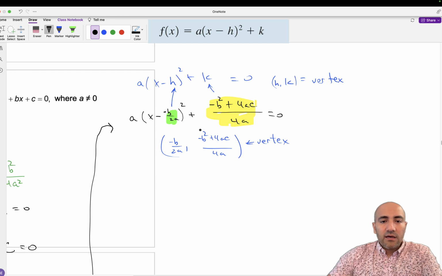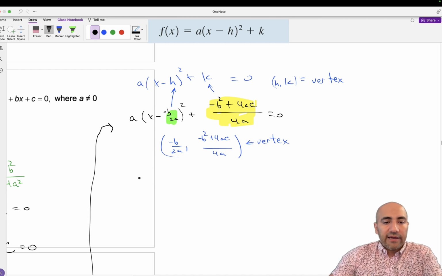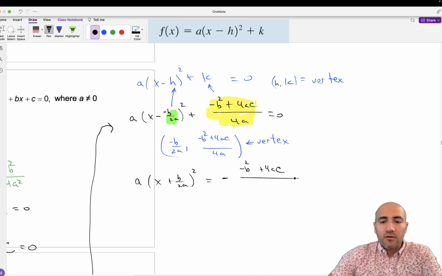So this, subtracting this whole highlighted yellow thing on the other side, we end up with (x plus b over 2a) equals negative, and this is negative b squared plus 4ac all over 4a, right? Subtraction, I took this whole thing and subtracted it, right? Because this is a plus here.